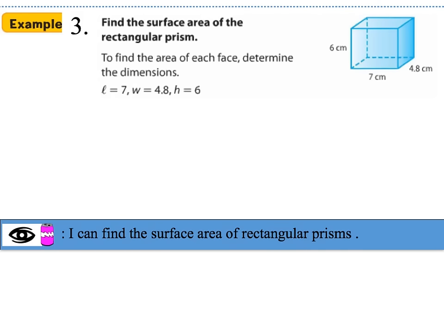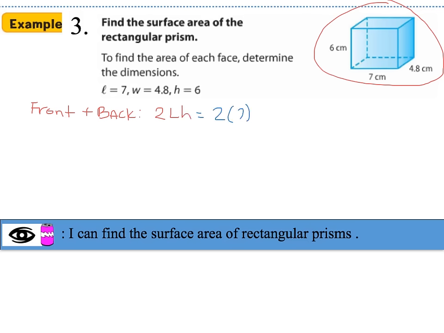Example 3 says find the surface area of the rectangular prism. So notice they've given us the rectangular prism right here, but they did not give us the net. They did not unwrap the box, which is fine, because what we can do is we can use the surface area formula that we've given you before. So let's go ahead and find the area of the front and the back. To find the area of the front and the back, I'm going to take 2, times the length, and times the height. So this would equal 2 times 7 times 6. And when I multiply that out, I get 84 centimeters squared. So that's the area of the front and the back.